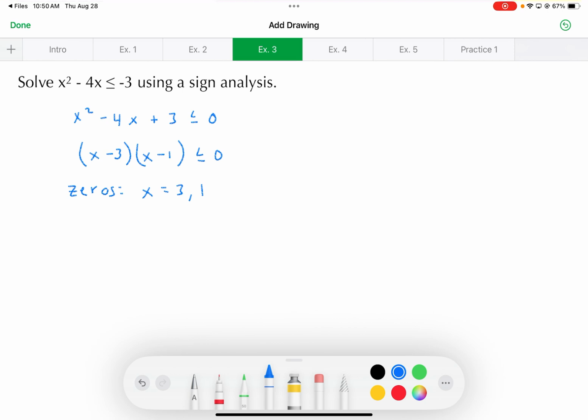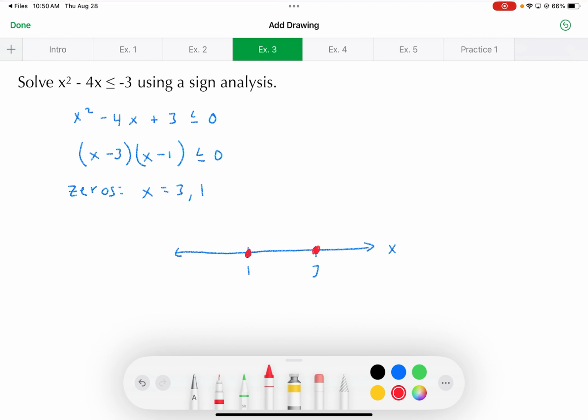Would those values make this inequality true? This time, yes, right? Why? Because it's less than or equal to this time. Again, the reason we call these zeros is because when we plug them into this trinomial, we will get a 0 out for y. And 0 is less than or equal to 0, right? So when I make my number line for my sign analysis, I put my 1, I put my 3. This time I can put solid points at the 1 and the 3. They're part of the solution set.